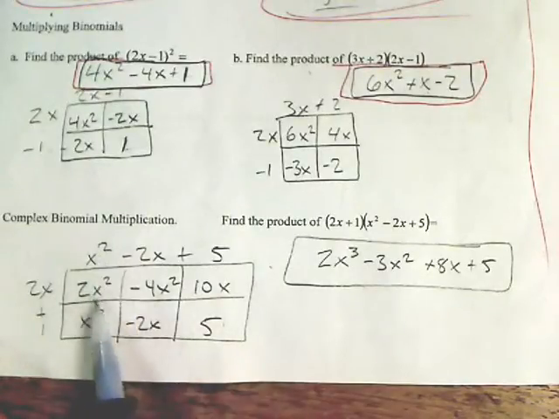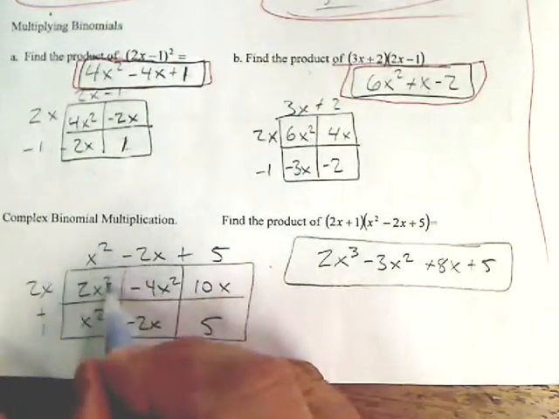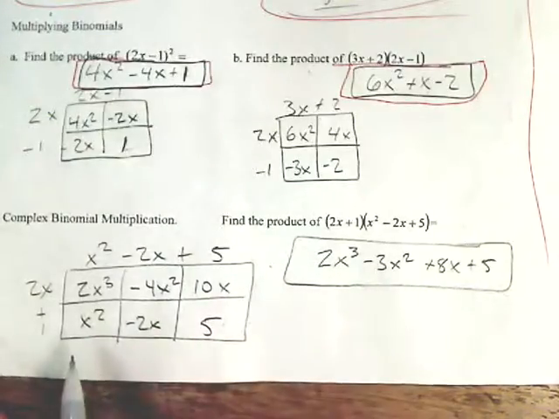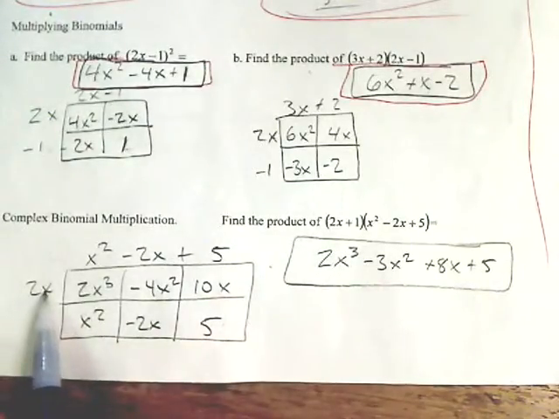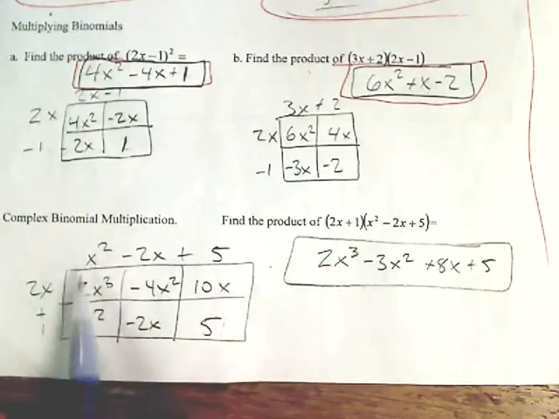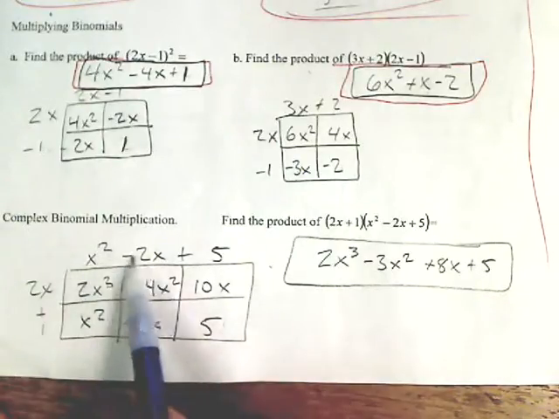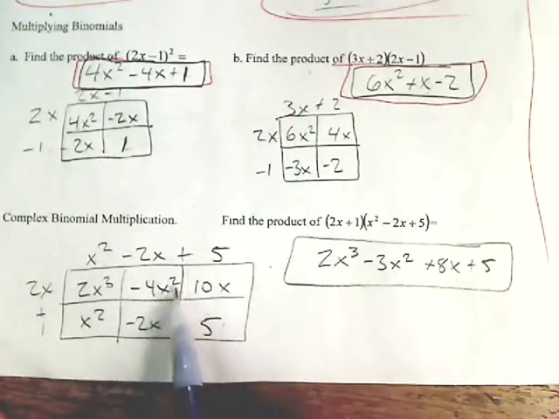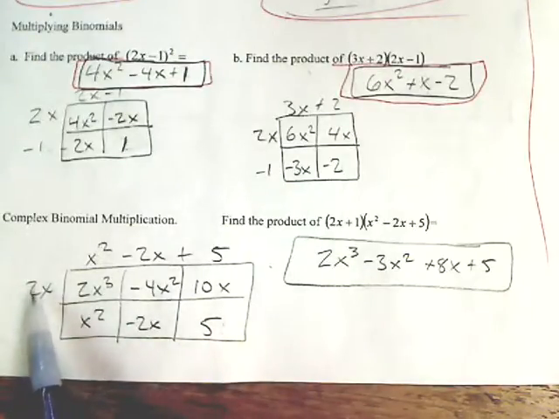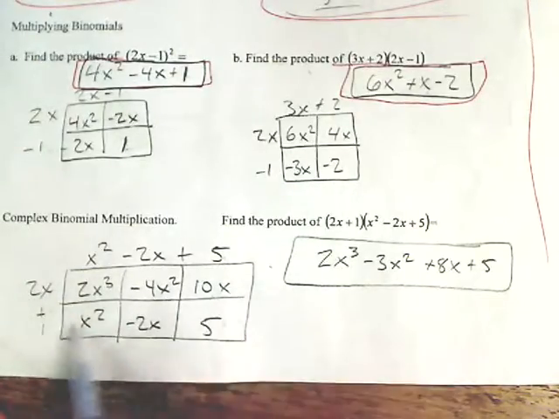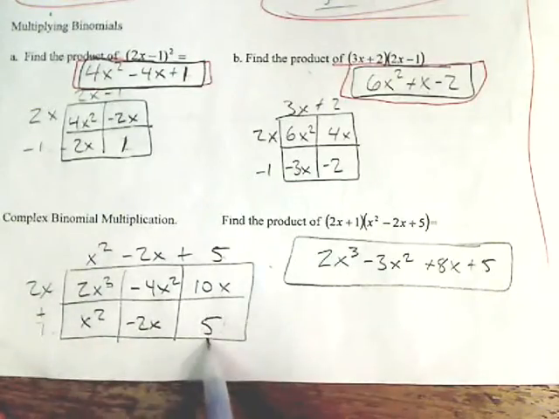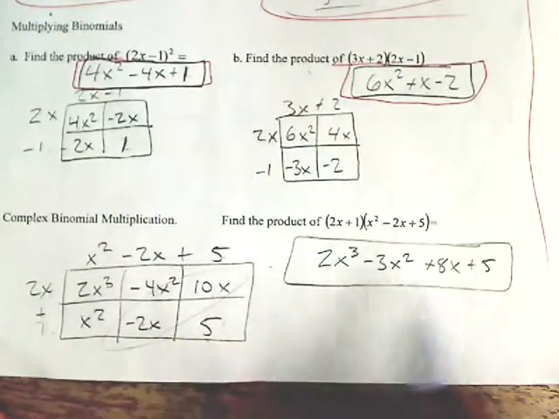x times x squared is, oops, I wrote squared. It's cubed. And then 2x. 2 times 1 is 2. 2x times negative 2x is negative 4x squared. 2x times 5 is 10x. And 1 times that guy, 1 times that guy, 1 times that guy. Combine the like terms, and there it is.